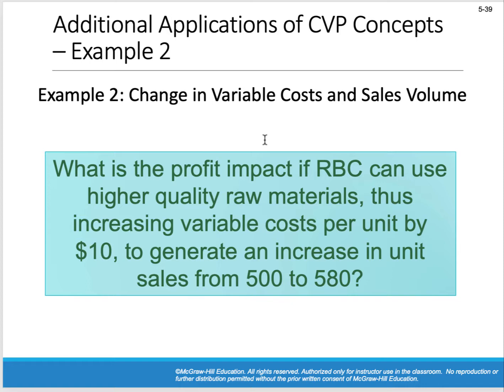But we're changing that. We're saying, you know what? I want to use better ingredients. I'm going to have to pay more for those better ingredients. So that's going to increase the variable cost per unit, in this example, by $10. And by doing this, our customers are going to say, wow, instead of us selling 500 bikes, we're now going to sell 580 bikes. So that's an increase of 80 units. How do we solve this?